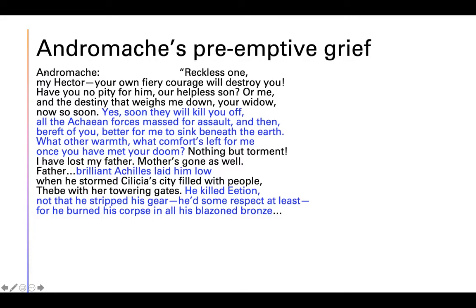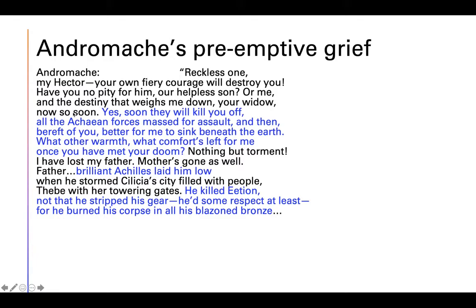She's addressing Hector here. She calls him Reckless One, my Hector, your own fiery courage will destroy you. Have you no pity for him, our helpless son, or me, and the destiny that weighs me down, your widow, now so soon?